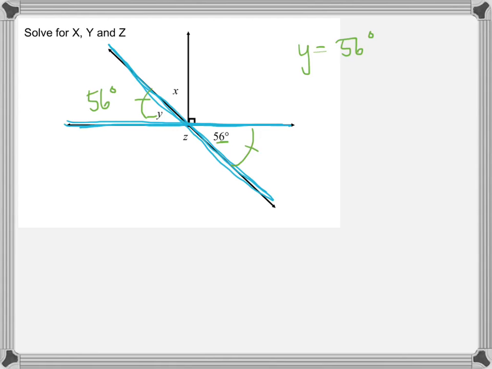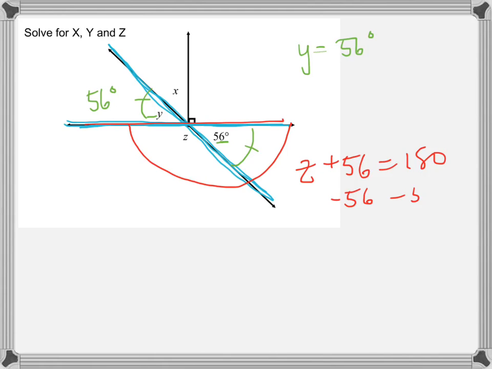Okay, now something else that may help you in this situation, so I need to find X and Z as well. So let's look at Z for a second. We know that Z and 56 are supplementary angles because this line right here is a straight line. So we can set up the equation Z plus 56 is equal to 180, and then subtract 56 from both sides.